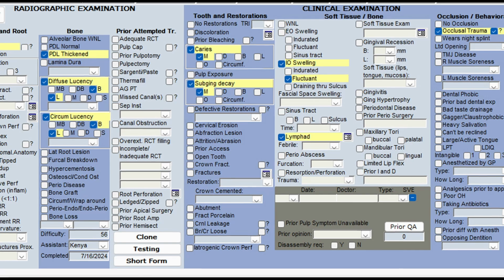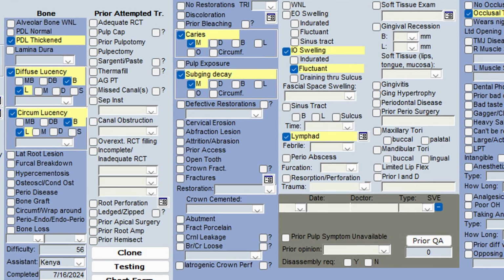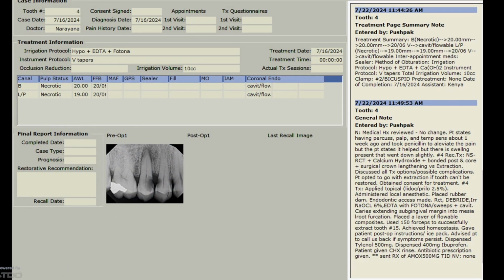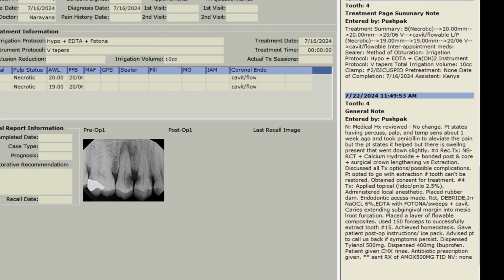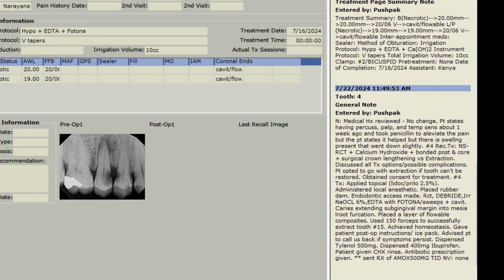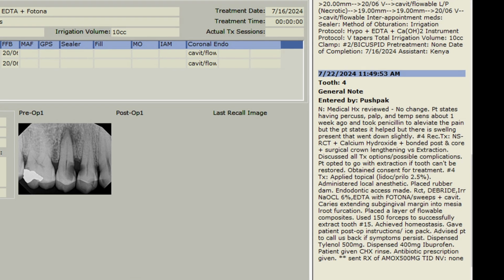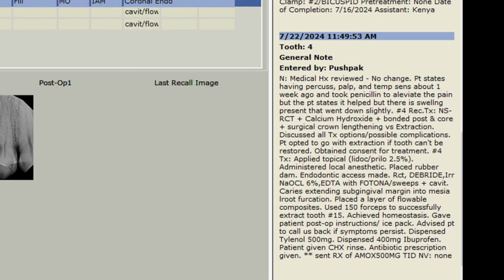Here is a quick snapshot of our diagnosis page showing intraoral and extraoral findings. This is my summary page of the case. We discussed all treatment options, including extraction due to the extent of subgingival caries. Patient opted to continue with endodontic therapy.